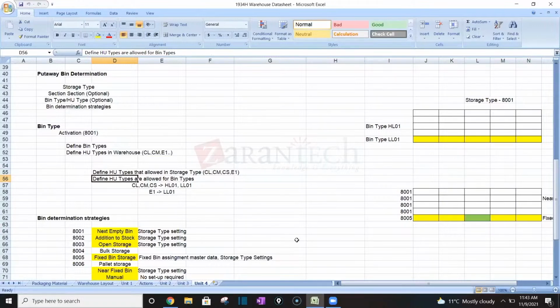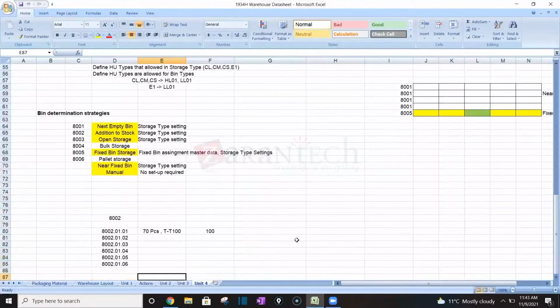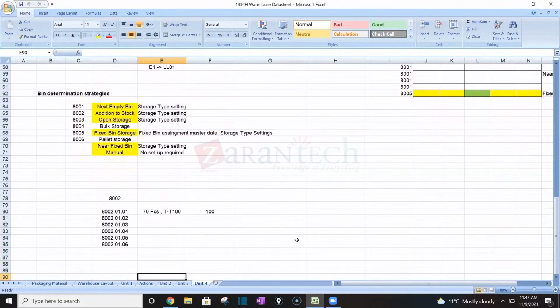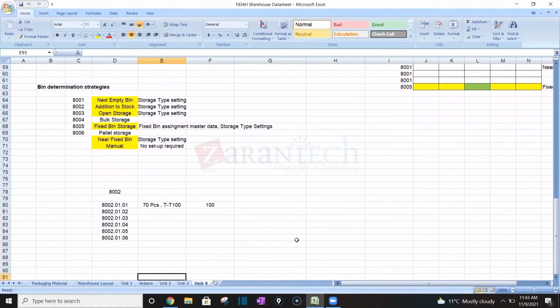So we have discussed this in detail with an example by checking: all the Euro pallets go to low level bin. All the cartons go to high level bin, and if there are no high level bins available, they'll go to low level bins. Okay, so we have tested this HU type check. Then we started discussion on our strategies. We spoke about the different strategies and the controls at strategy level, and what additional configurations are required at strategy level.